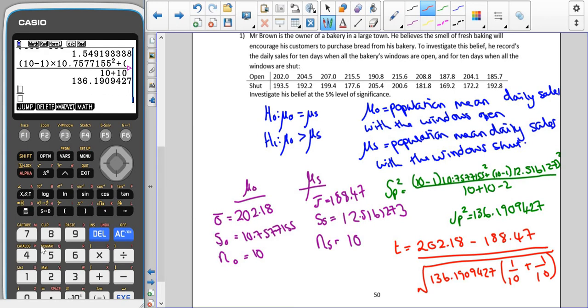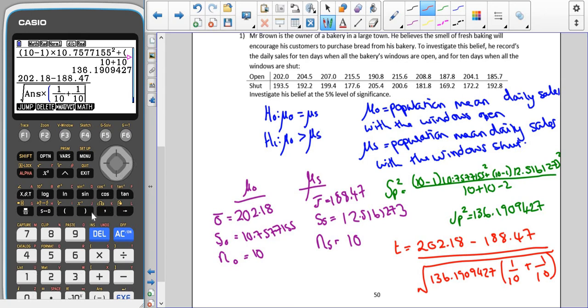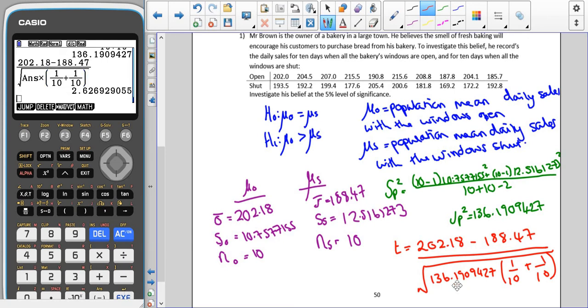So again, in the normal part of our calculator, fraction 202.18 minus 188.47 divided by the square root of our SP squared, which is the last thing that I put in my calculator, so I'm just going to use my answer key, times 1 over 10 plus 1 over 10, and that gives me a test statistic of 2.63 to 3 significant figures.